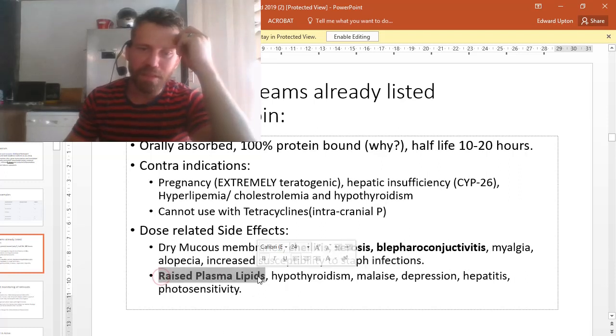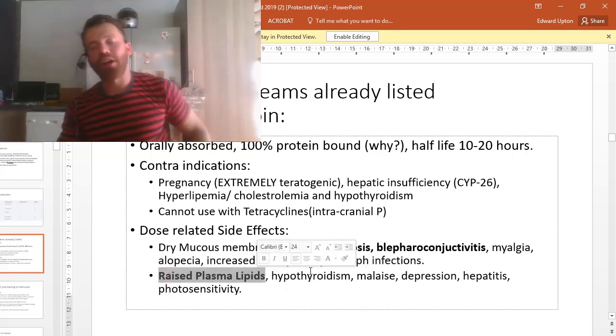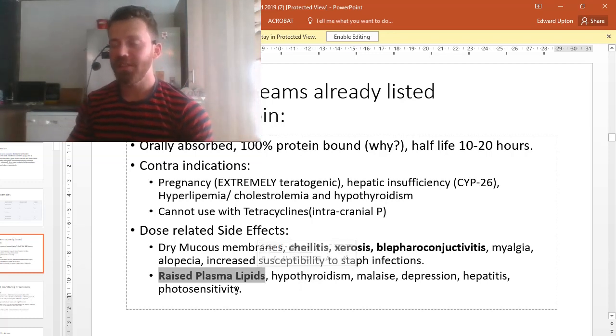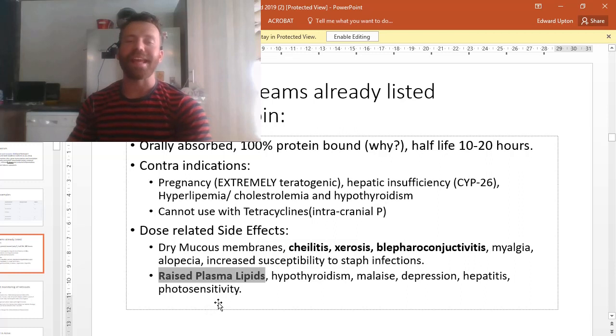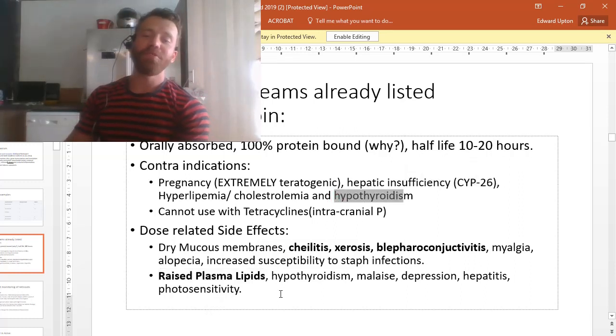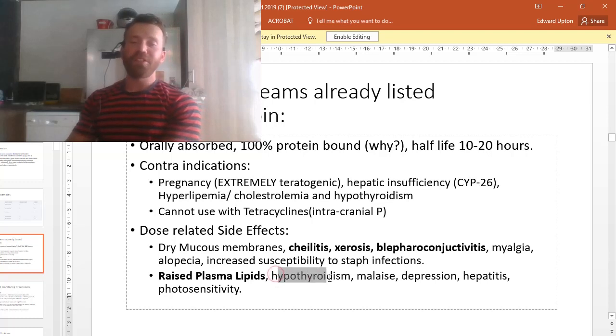Raised plasma lipids. So if you already had hyperlipidemia or dyslipidemia, you will be worsening it. If you worsen it, your chances of getting atherosclerosis is increasing. If you already had hyperthyroidism and we give you isotretinoin, we will worsen your hyperthyroidism.